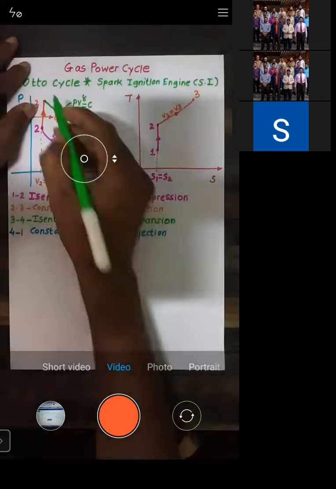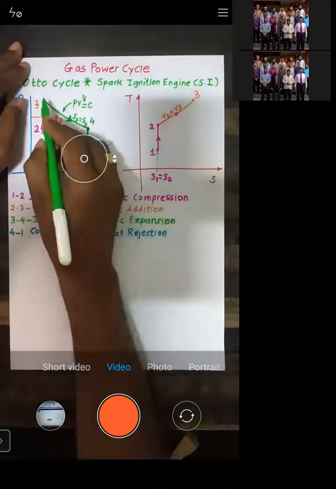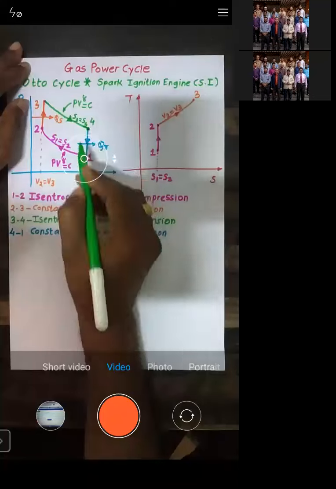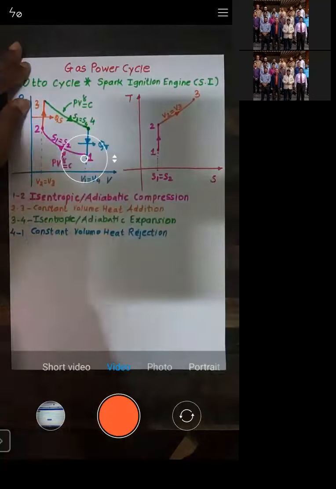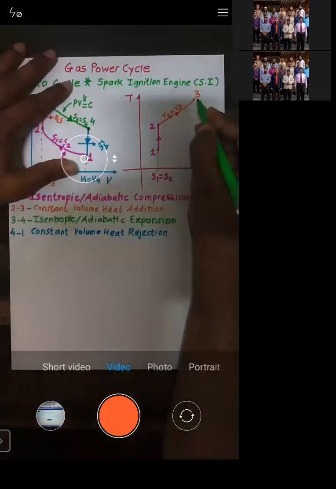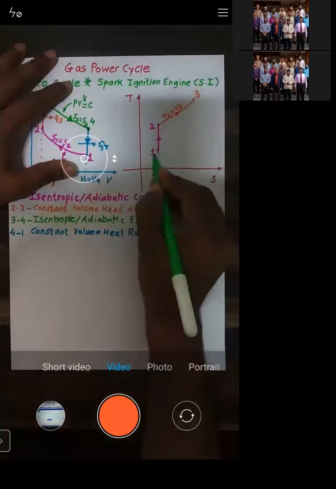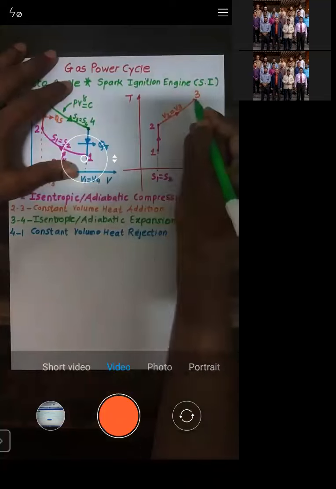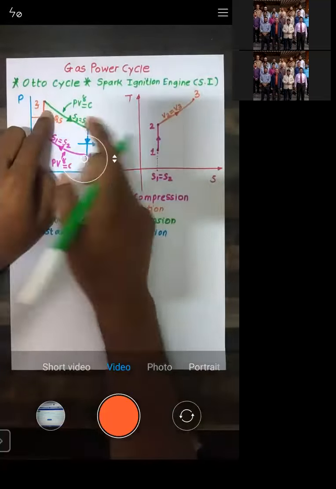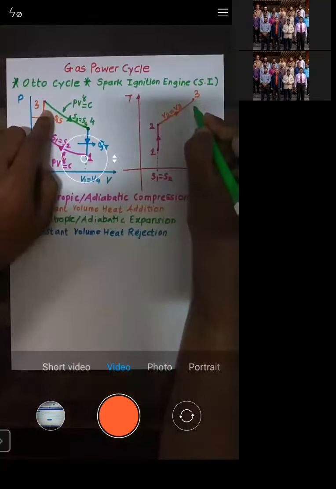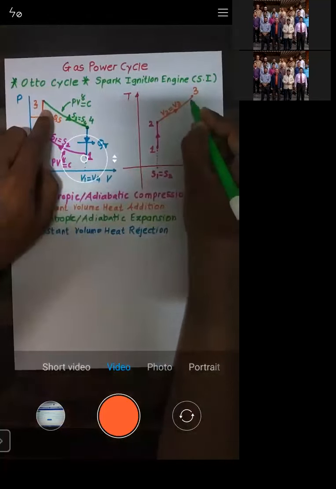Now let us check process 3 to 4. What is 3 to 4? As I told you, it's a reverse of 1 to 2. 1 to 2 is going upward, so 3 to 4, obviously, will go downward. It's isentropic, so when I move from point number 3 to 4, entropy will remain constant.